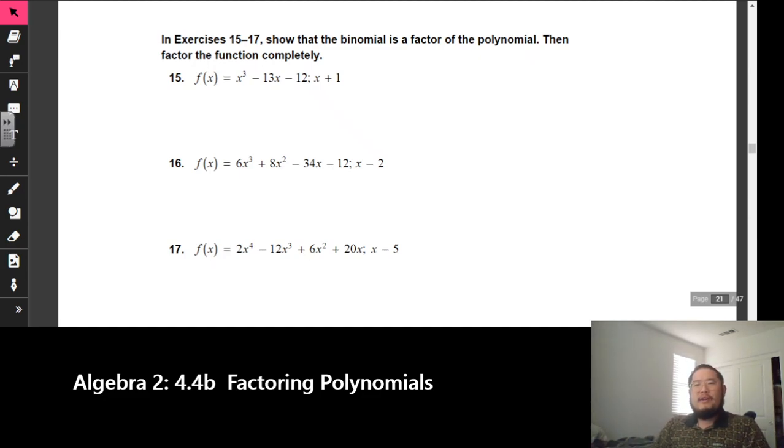This time we're going to take a look at 4.4. We'll call this 4.4b of factoring polynomials. To start off, in number 15, we're going to try to find out if the binomial x plus 1 is actually a factor of x cubed minus 13x minus 12.